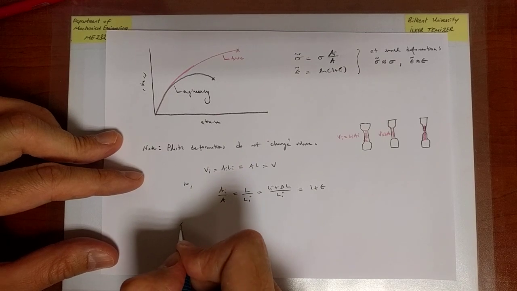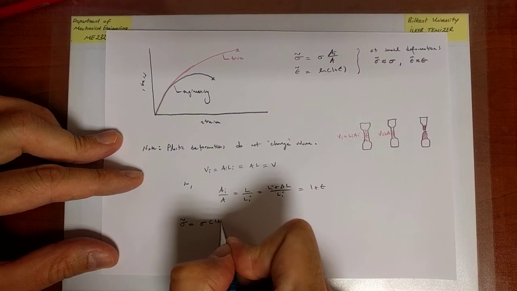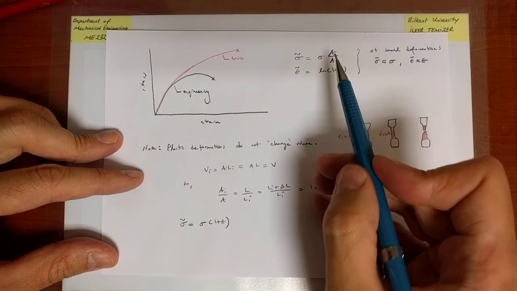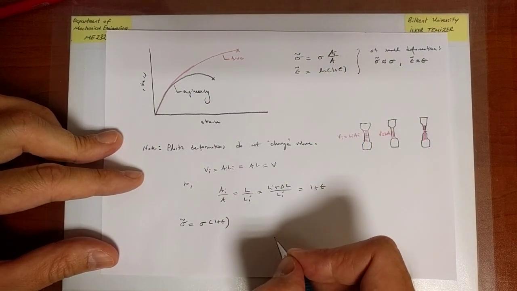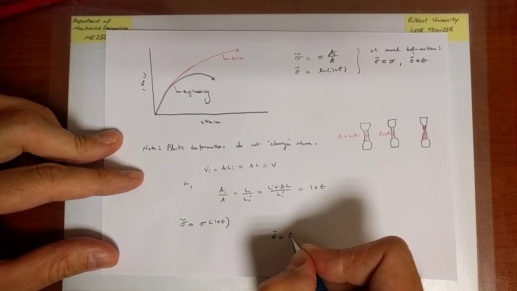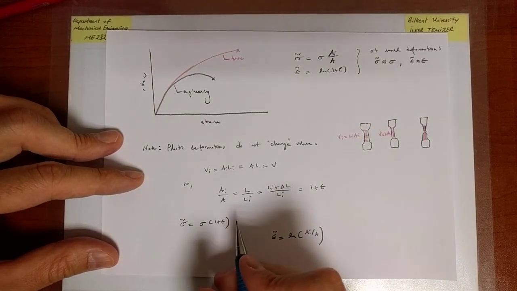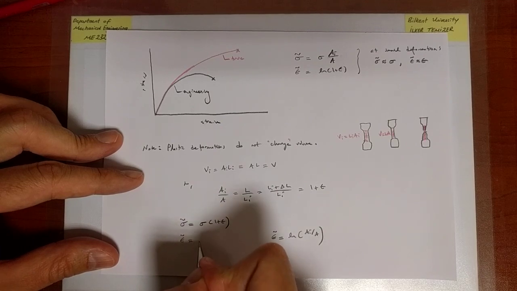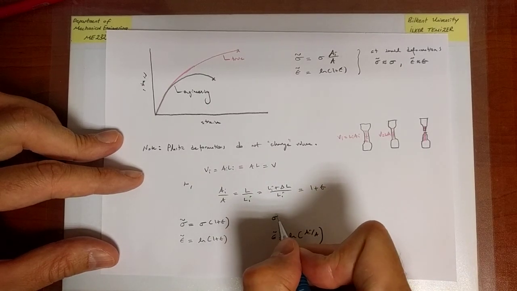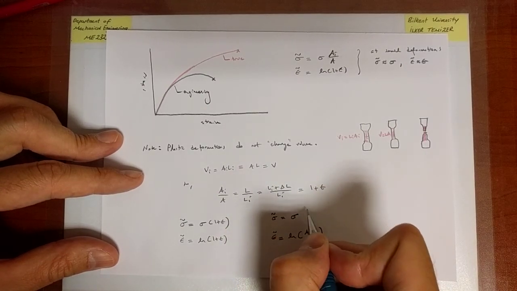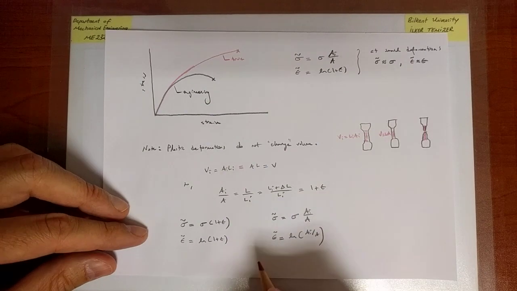So first of all, I can write sigma tilde is equal to sigma times (1 plus epsilon). So what I've done is I've replaced A_i over A with that expression. Or alternatively, I can write epsilon tilde is equal to ln(A_i over A). Now we have the alternative expression for the strain that we have already derived and used. Same one, and we have the alternative expression for stress that we have already derived and used.